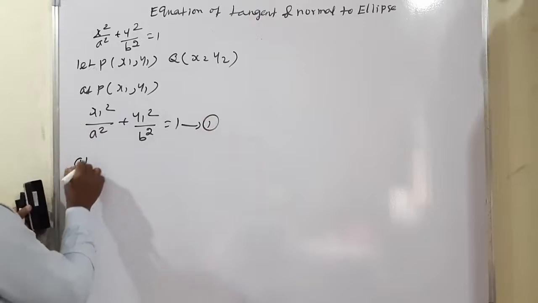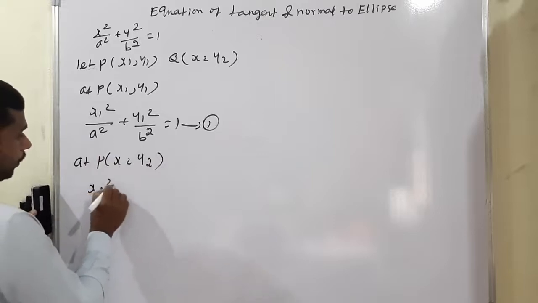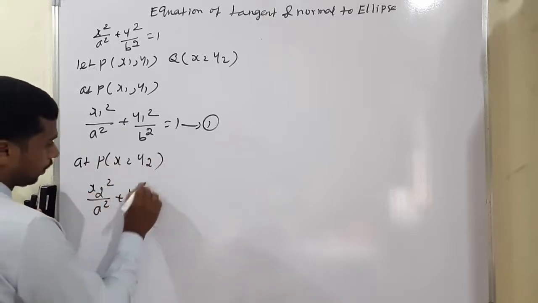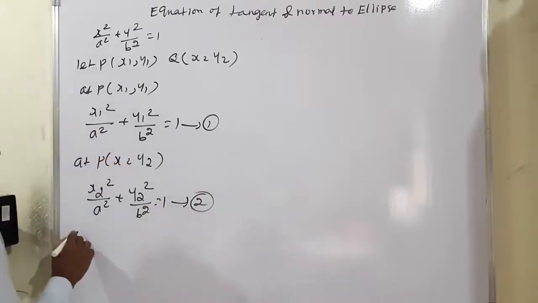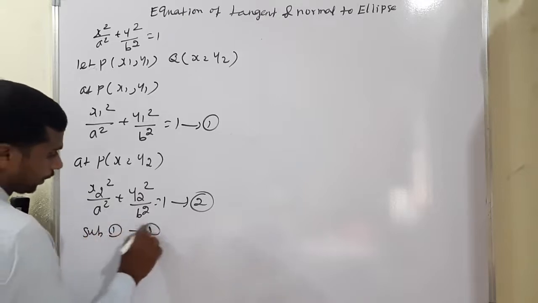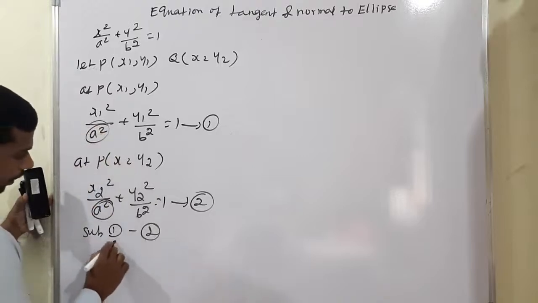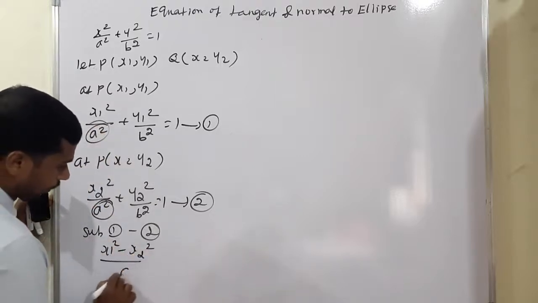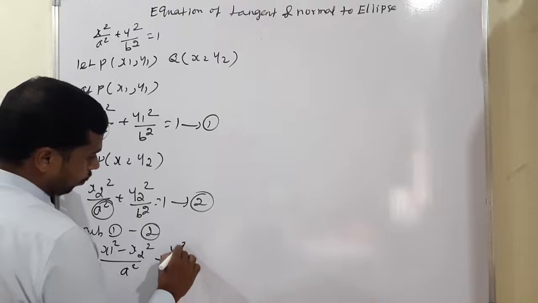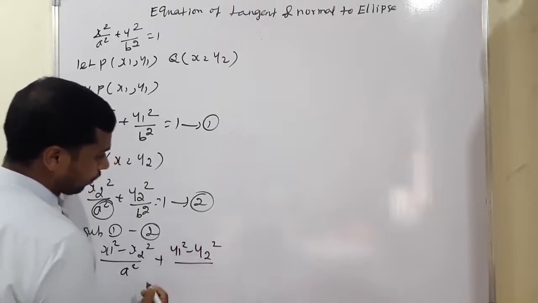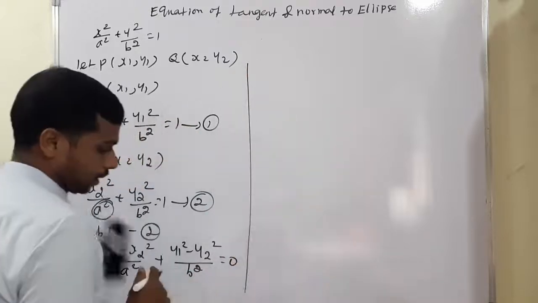Now at Q, x2 comma y2, what will happen? x2 square divided by a square plus y2 square divided by b square is equal to 1. This is considered equation number 2. So subtract equation 1 minus 2: with common denominators a square and b square, we can write x1 square minus x2 square divided by a square, plus y1 square minus y2 square divided by b square is equal to 1 minus 1 is equal to 0. So next line.